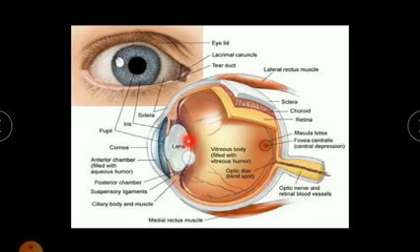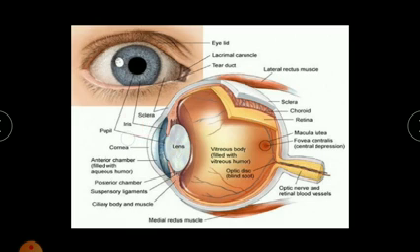This lens is controlled by two types of muscles over here. One muscle is over here, the second one is over here. These muscles are known as ciliary muscles. Ciliary muscles contract and relax, and because of this the eye lens changes its focal length depending upon what we are seeing. So ciliary muscles help the eye lens to contract and relax.